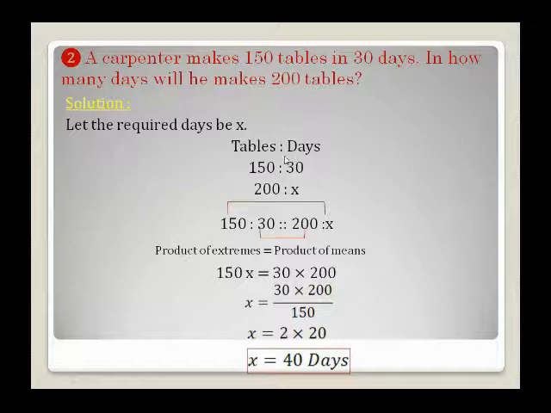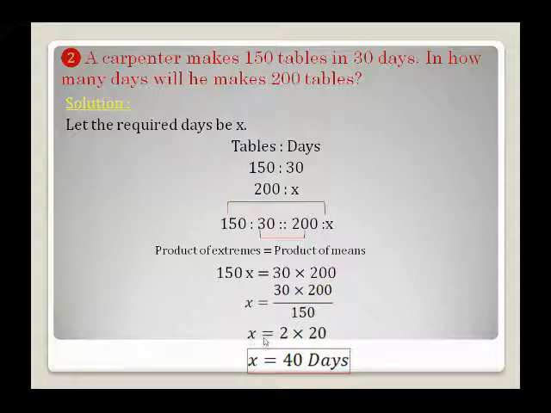Now we arrange this ratio in a proportion form. So we write here 150 to the ratio 30, proportion 200 to the ratio x. Now the formula is the same, which is product of extremes is equal to product of means. Now the extreme values are 150 and x, so we multiply 150 by x. Here we write 150x is equal to 30 multiplied by 200. x is equal to 30 multiplied by 200 divided by 150, because 150 is multiplied with the x, so we divide on the other side.